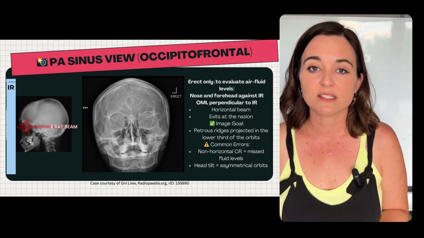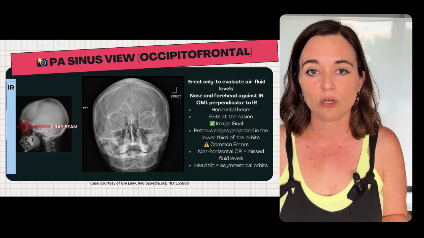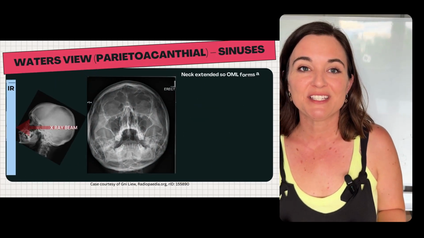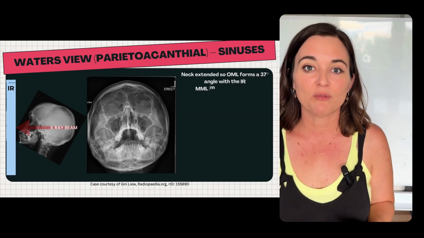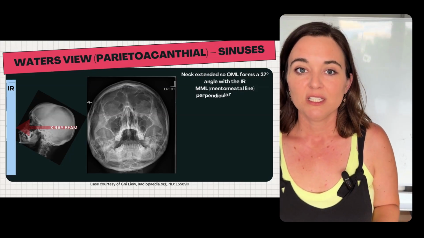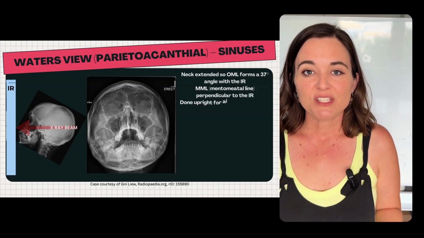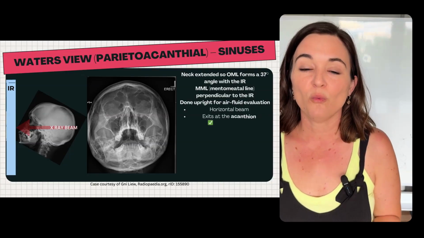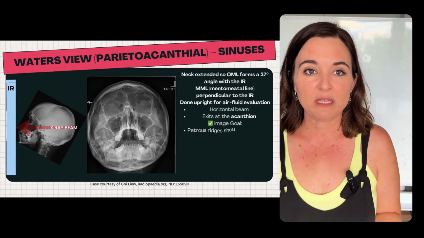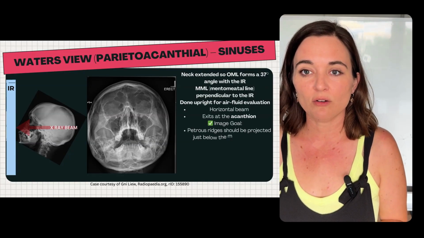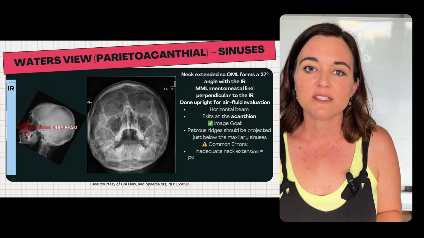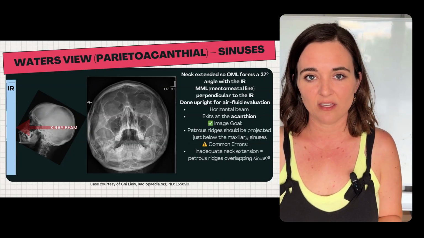This view gives you a solid look at the frontal bone and orbital margins while still showing the upper sinus anatomy. Next up in the sinus view is the Waters, or the parietoacanthial view. You want to extend the patient's neck so that the OML forms a 37-degree angle with the IR. The MML, which is our mentomeatal line, should be perpendicular to the IR. The CR exits at the acanthion.